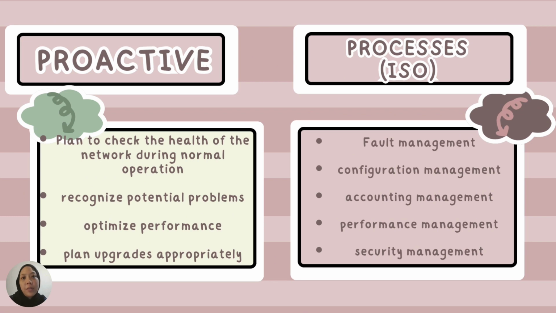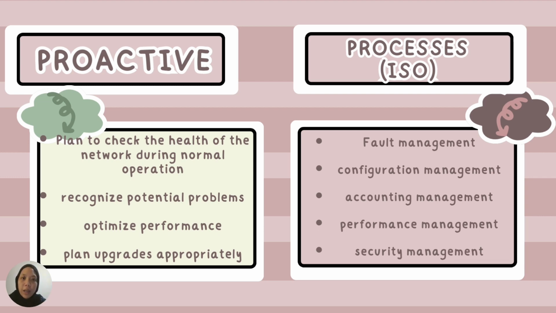Configuration management is a process that involves controlling and managing changes to network configurations. By maintaining a clear record of configurations, we enhance our ability to troubleshoot, ensure consistency, and most importantly, safeguard against unauthorized alterations that may compromise our network's integrity. Accounting management, as per ISO standards, is the process of keeping track of network resource usage. This includes monitoring bandwidth, utilization, data storage, and other critical resources.